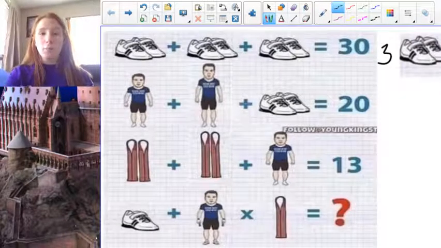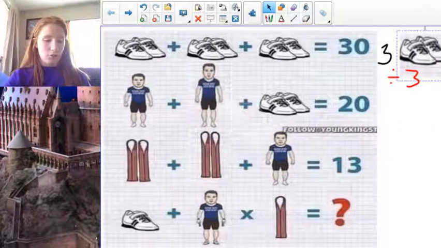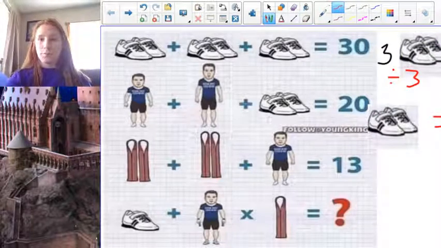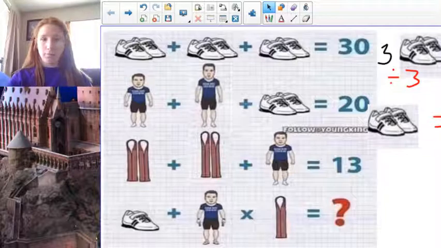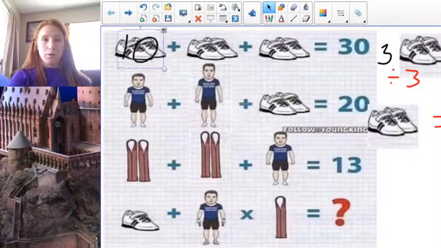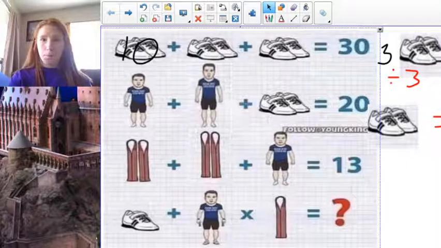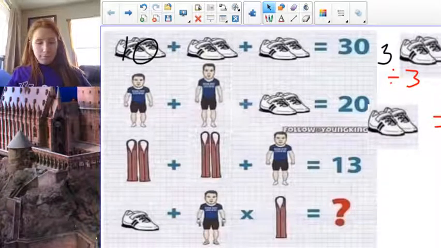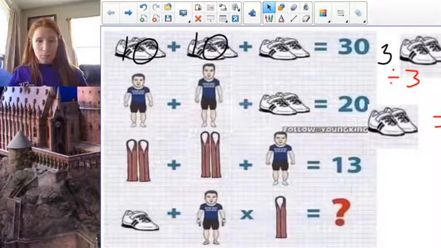So we undo that multiplication with division because we always use opposites. So then we see that shoe is equal to 10. So anytime I see a shoe, I'm going to plug in 10. So 10. I need to make that still a smidge smaller, but whatever. And 10.